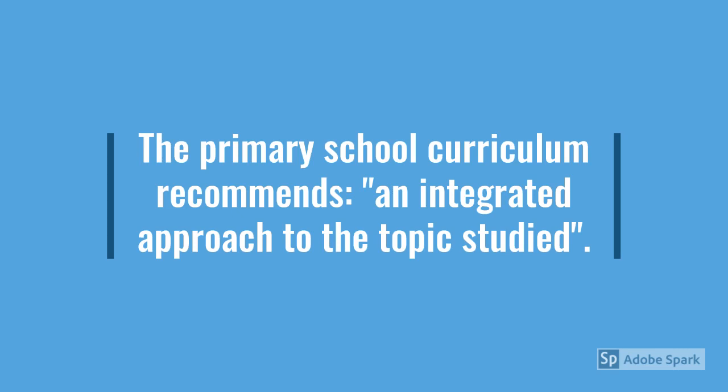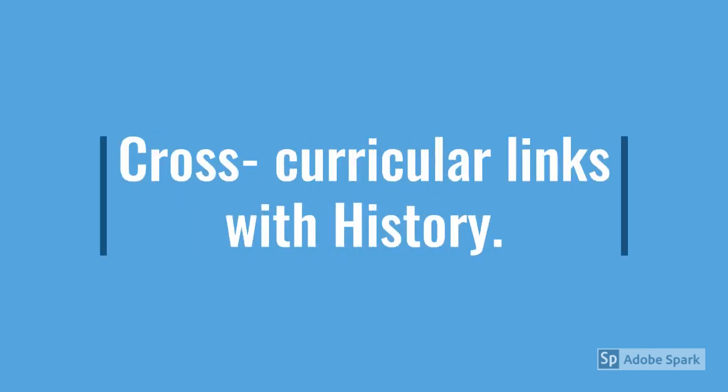The curriculum at primary school also recommends an integrated approach towards the topic studied. This has also been emphasised to us as graduate student teachers to make cross-curricular links where possible. This was also another factor in my decision to choose population, as it allowed me to make explicit links with junior cycle history and the impact that the Great Famine had on population. This correlates with the primary school curriculum, which prioritises an integrated approach to learning.